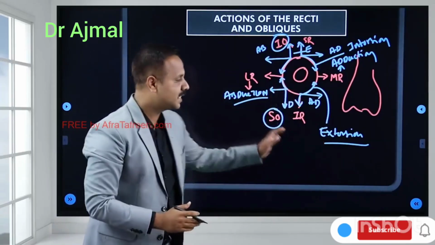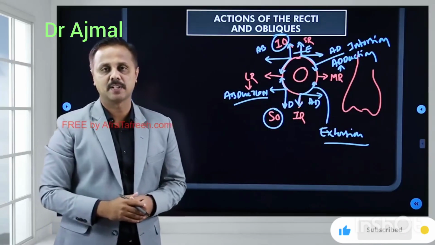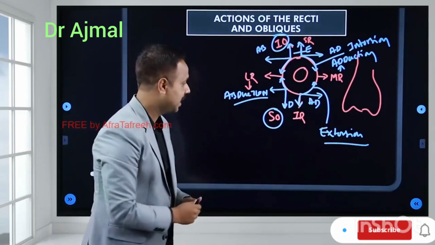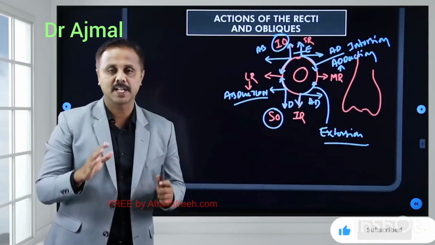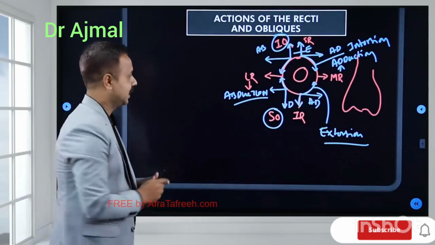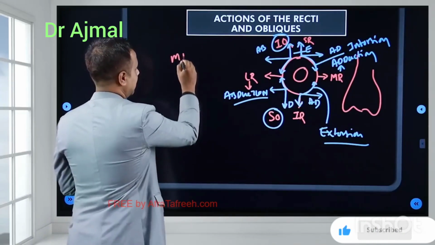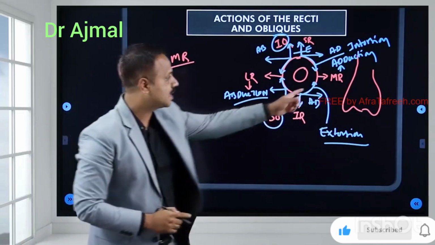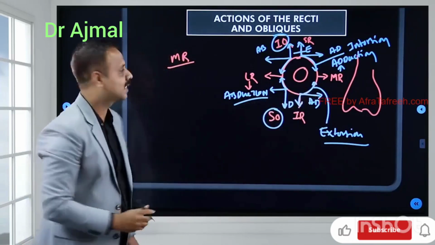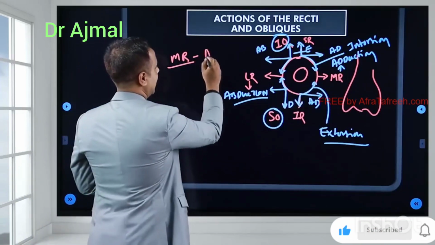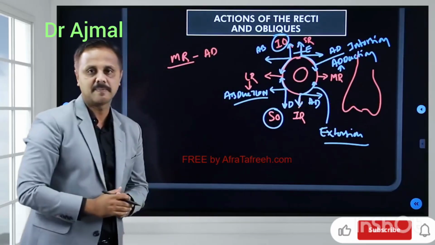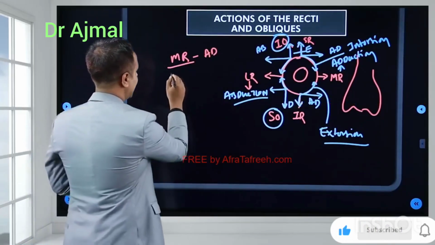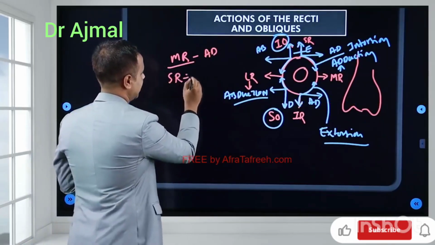This is how you can easily remember the actions of extraocular muscles. For example, if I ask you, what are the actions produced by medial rectus? Now, can you look at the image and tell me what actions are produced by medial rectus? We can see only one action. That is, it is bringing about what? Adduction of the eyeball. Then, if I ask you, tell me the actions of superior rectus.